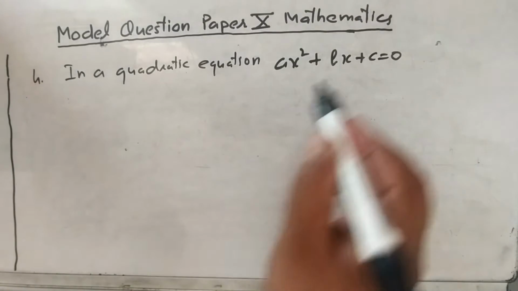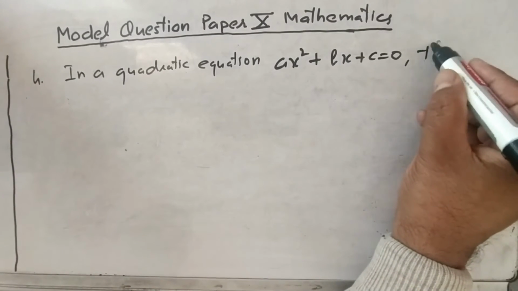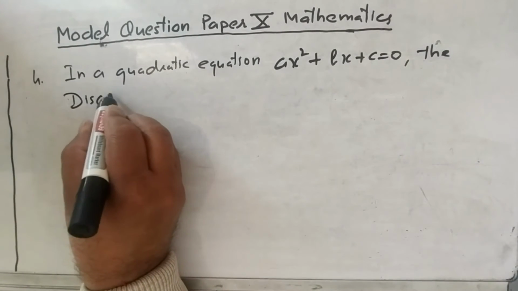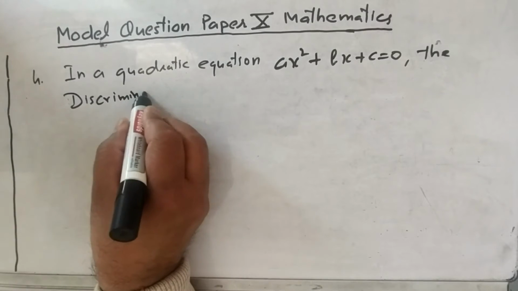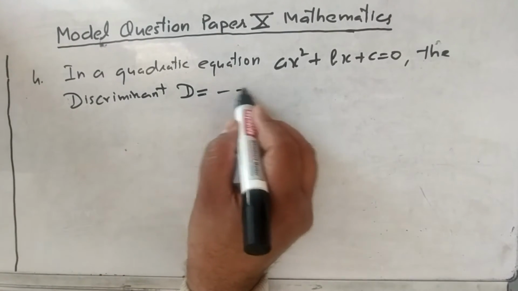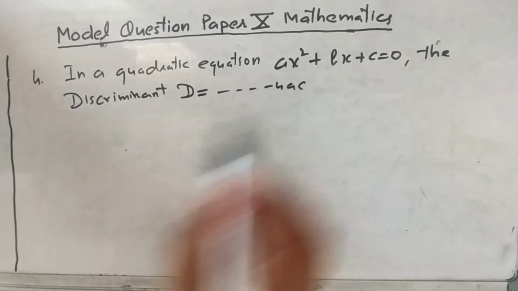The discriminant D is equal to b square minus 4ac.